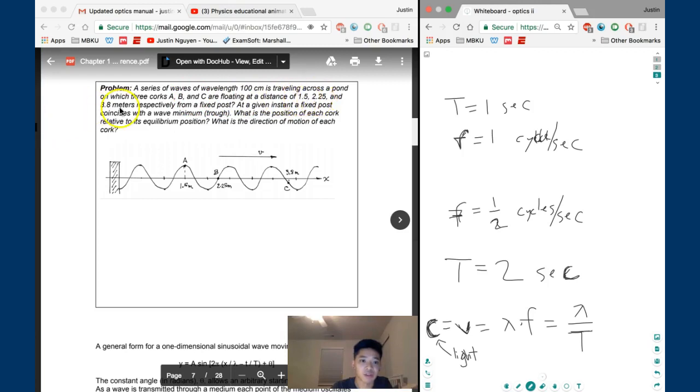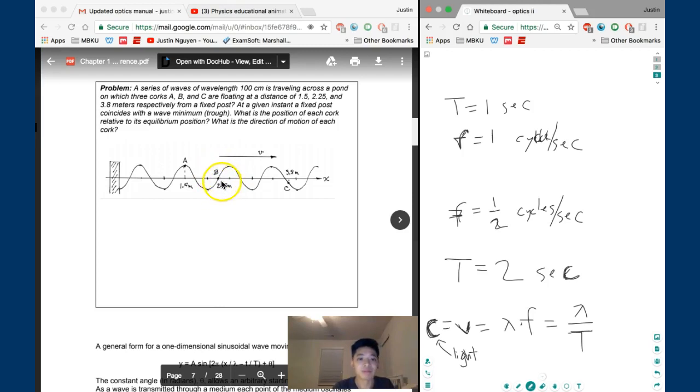It's traveling across a pond on which 3 corks, A, B, and C, are floating at a distance of these meters. So these corks just go up and down, just like light. When light's propagating, you have perpendicular fields, the electric and magnetic field, going up and down. This is sort of like a physical representation of a transverse wave. So as the waves go from left to right, A is just bobbing up and down. B could be potentially bobbing up and down too.